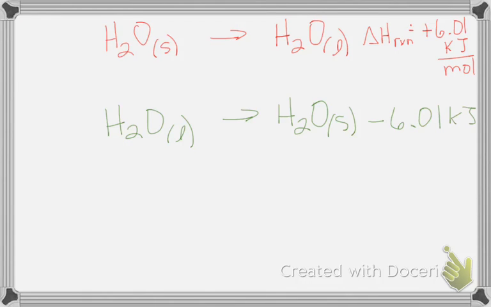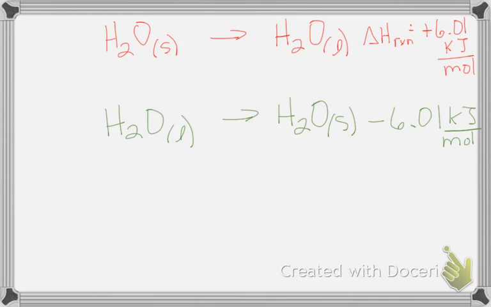You don't change the number, you just change the sign. So if you ever flip a reaction around, that's all you do. If it's negative, it becomes positive. If it's positive, it becomes negative. Okay, that's one way we can manipulate an equation.